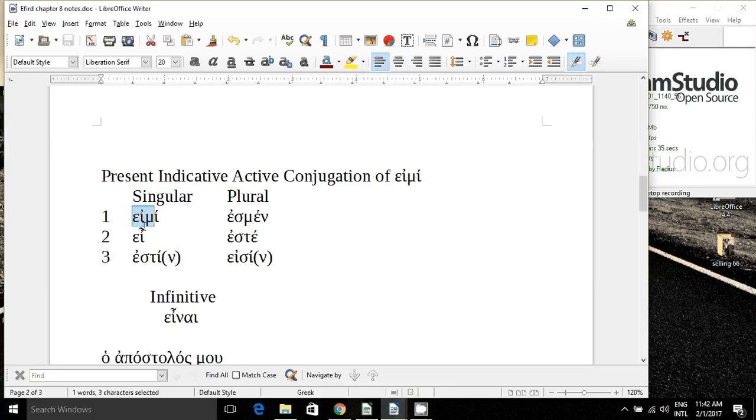Eimi, eis, estin, esmen, este, eisin. So: I am, you are, he, she, or it is, we are, y'all are, they are. This is present indicative active. And the present infinitive active is einai, to be.